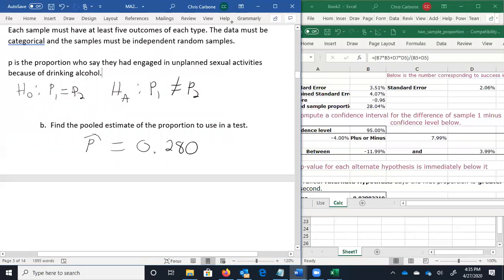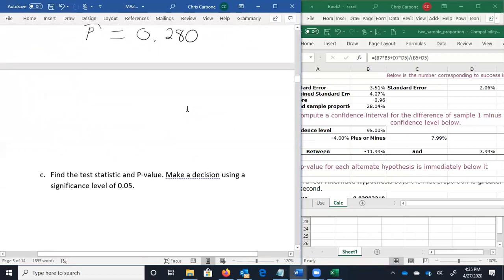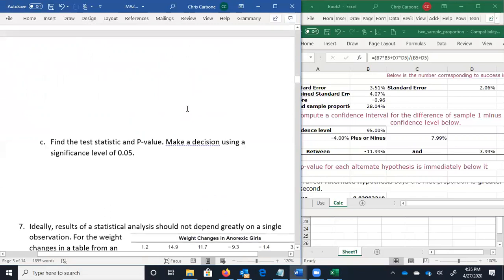So that's part B. Part C. Part C, I want the test statistic and p-value, and then make a decision using the significance level of 5%. Again, this is going to be a very wordy answer.